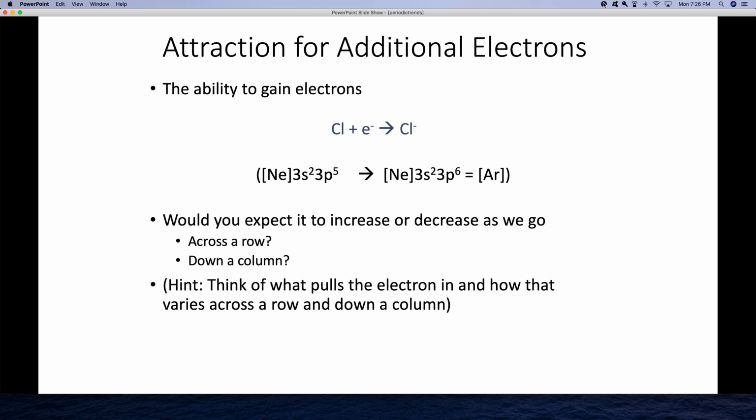So think about this as we go across a row. Would you expect attraction for electrons to increase or decrease? Same with going down a column. As before, hit pause and give yourself a minute, and then go ahead and go to the next slide after you hit play.